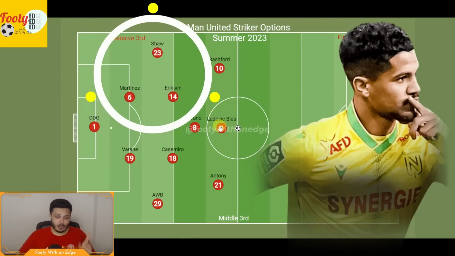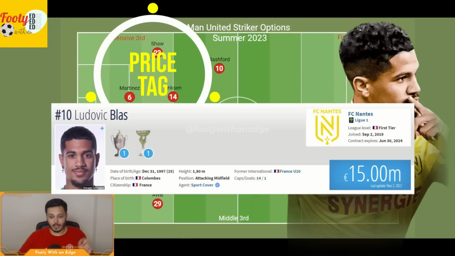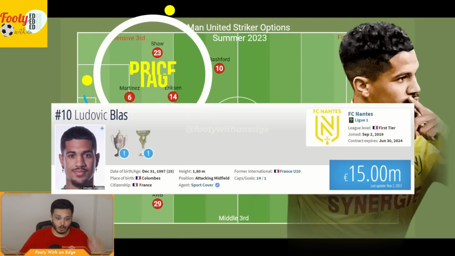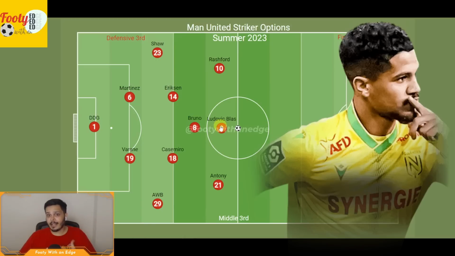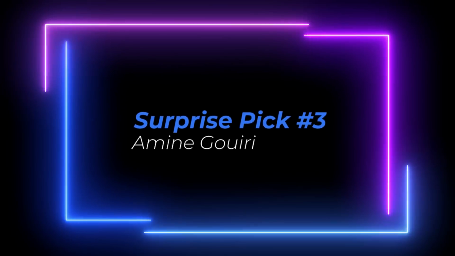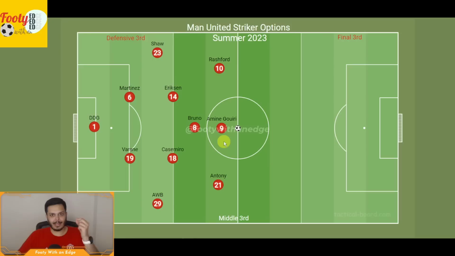And he's only valued at 15 million euros by Transfermarkt with just 1 year left on his contract, so we could get him for as little as 10 or 20 million euros. I think the bottom line with this guy is that he'll be a great backup winger or striker for us, and if we let go of both Martial and Weghorst, maybe this guy is a good cheap addition to the forward line.